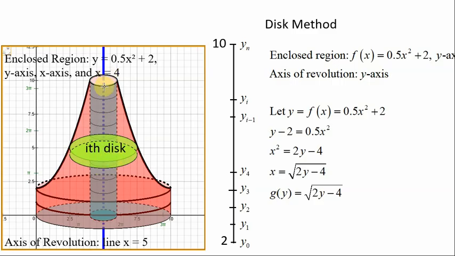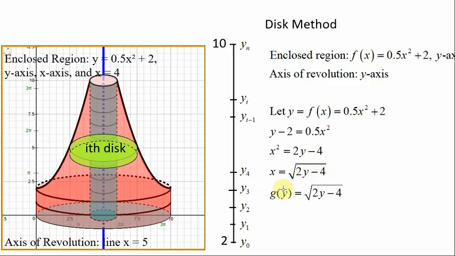The axis of revolution is the y-axis, and therefore we need to solve this equation right here for x in terms of y. So we have y equal to 0.5x squared plus 2. Subtract 2 from both sides, and then we get y minus 2 equal to 0.5x squared. Multiply everything by 2, we get x squared equal to 2y minus 4. And then take the square root of both sides, we get x to be the square root of 2y minus 4.